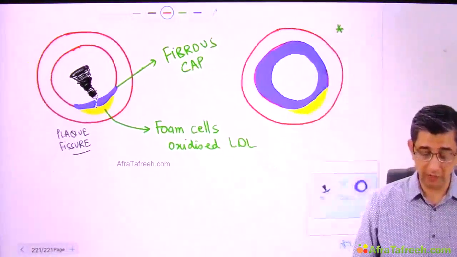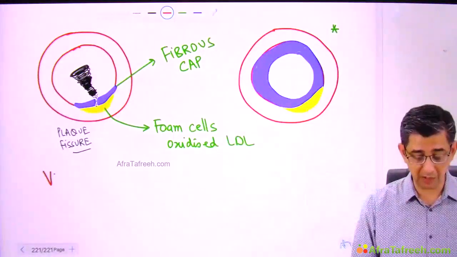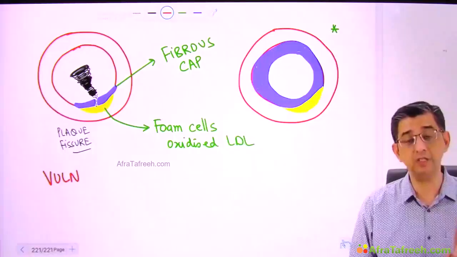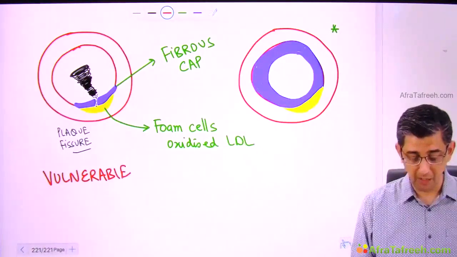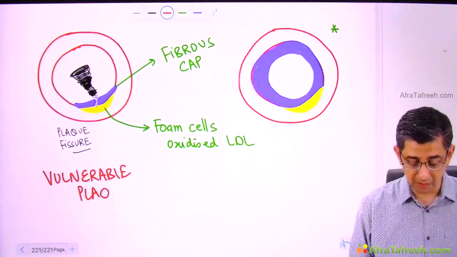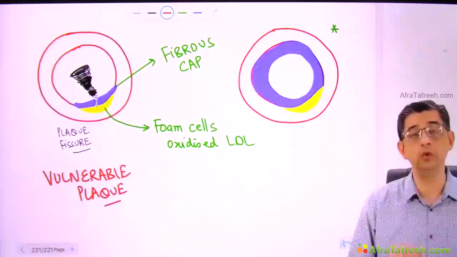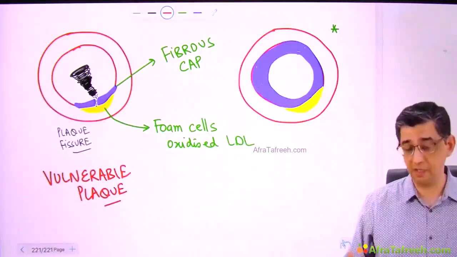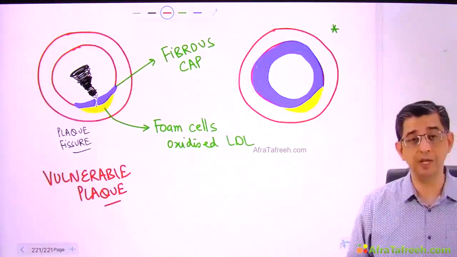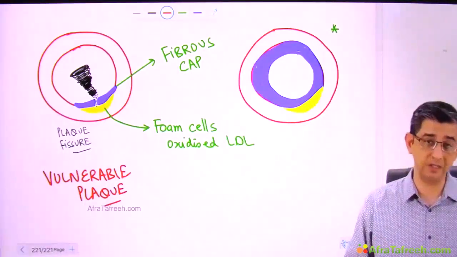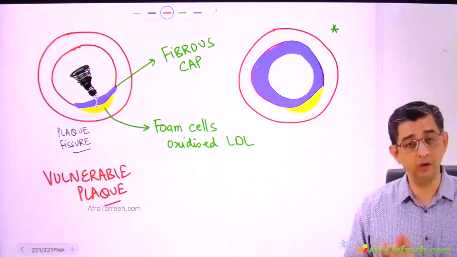So the technical word that I'm going to use for the first cut section that I've shown, which has less atherosclerosis, is that this person has a vulnerable plaque. What I mean by vulnerable is that because there is less fibrosis, it is more prone to rupture. On the right hand side, if you look at the second one where I put the star mark, because there is more fibrosis, the chance of a tear is lesser. It's not that the one on the right cannot have a tear.